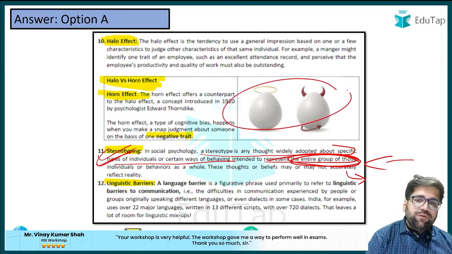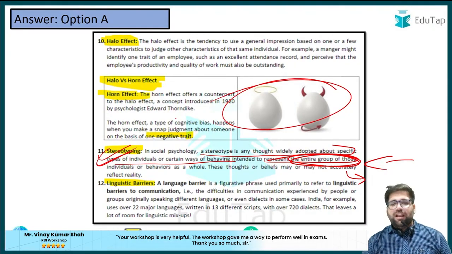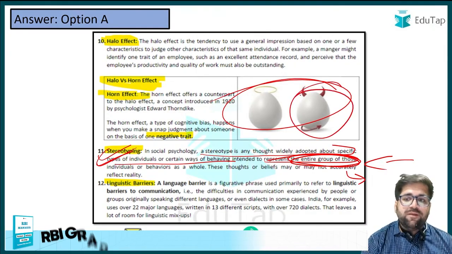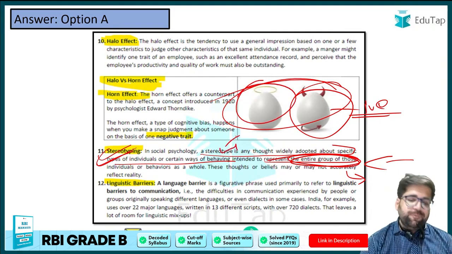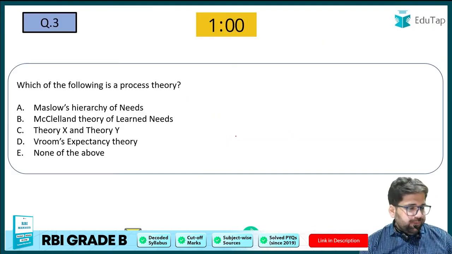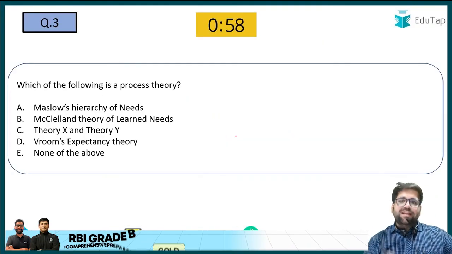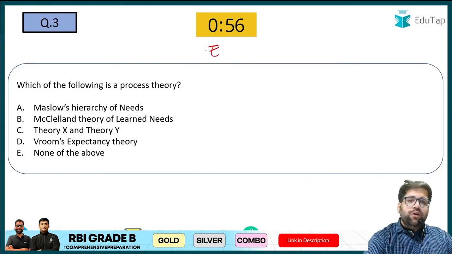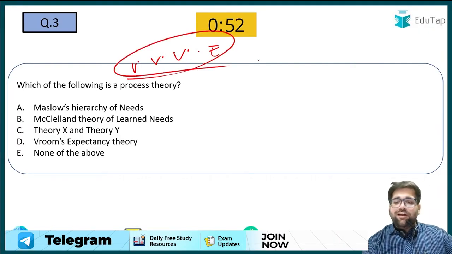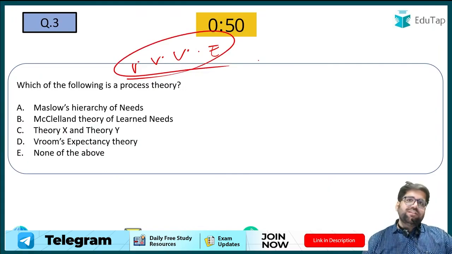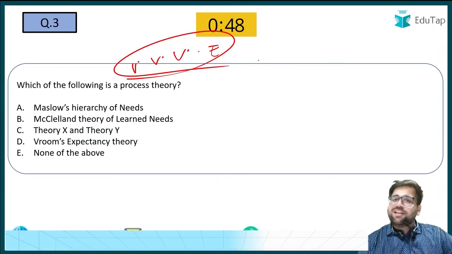And this is a very beautiful representation of the halo and horn effect. Remember, the horn effect is a negative personality trait. Under halo we take a positive one. So not wasting much of your time, let's move ahead to question number 3. Again, this is a very easy, or not very easy question. And if you are doing such a question wrong in your exam, then sorry to say, RBI officer ऐसे नहीं बन पाएंगे अपन.